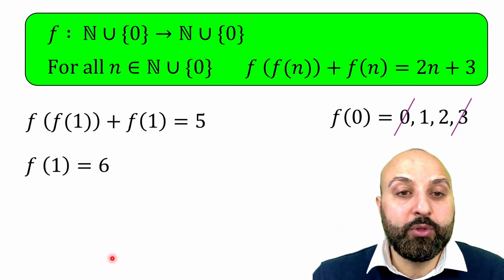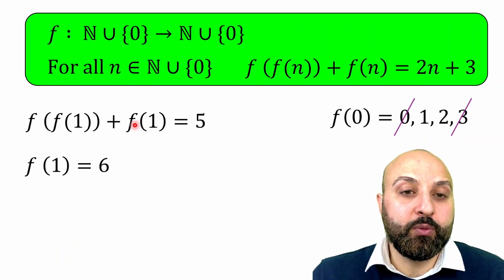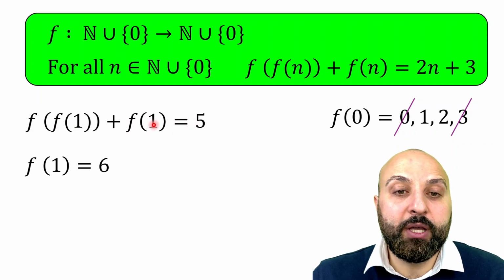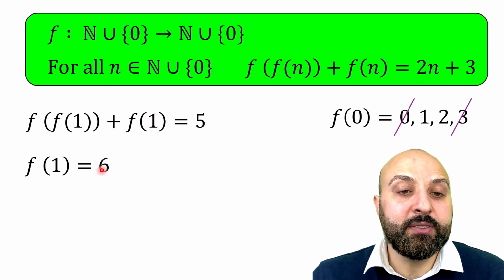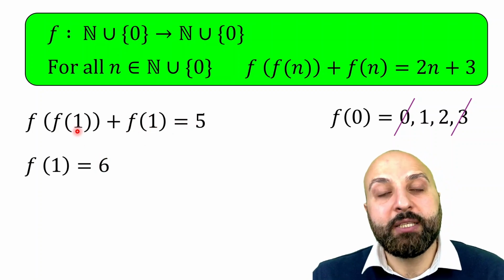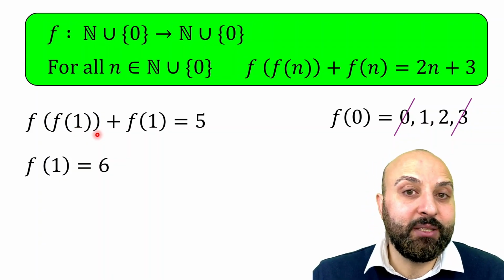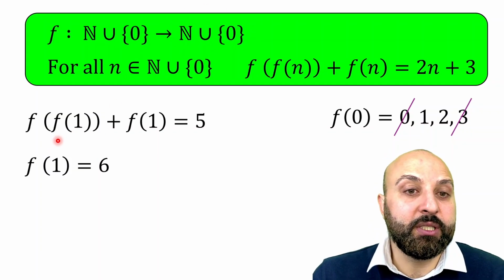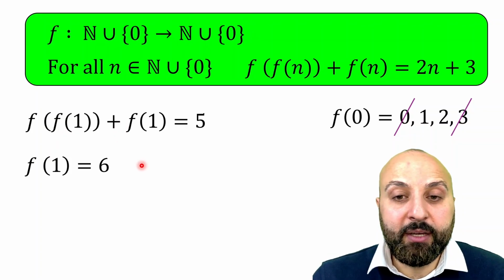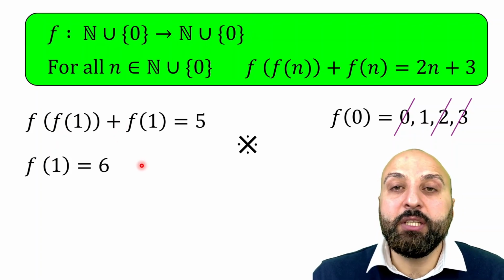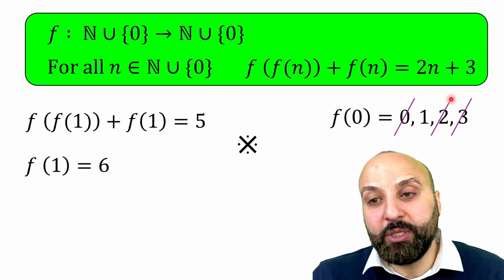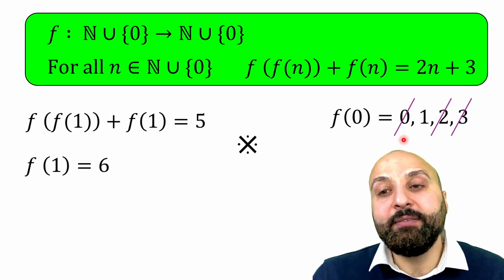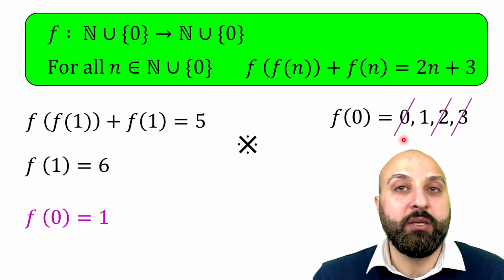Now I'm going to put 1 into this equation. If I put 1 here, f(1) + f(f(1)) is equal to 5. But we know f(1) is equal to 6, which means f(f(1)) should be minus 1. But this is not permitted, because the function goes only to natural numbers including 0. It cannot take a negative number. Therefore, this is a contradiction. It means that f(0) cannot be 2. So the only value that f(0) can have is 1. Okay, f(0) is equal to 1.